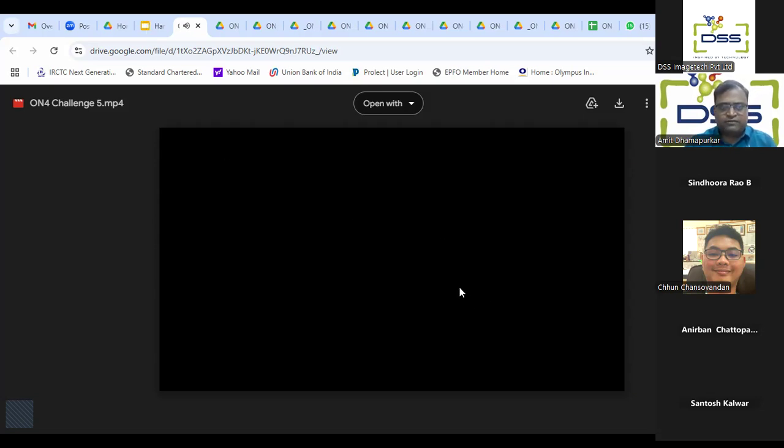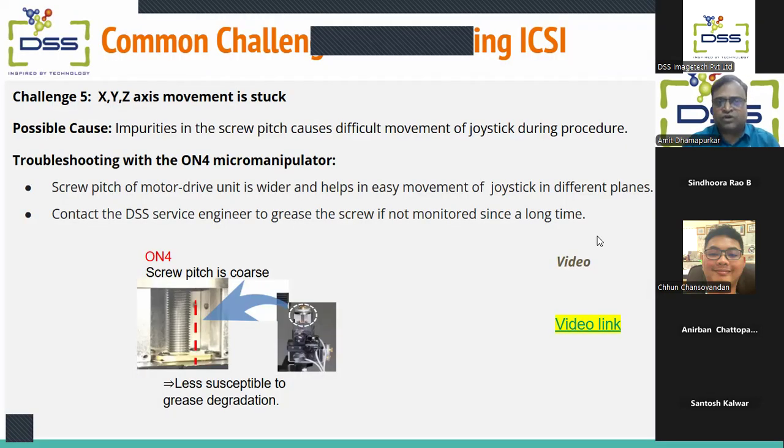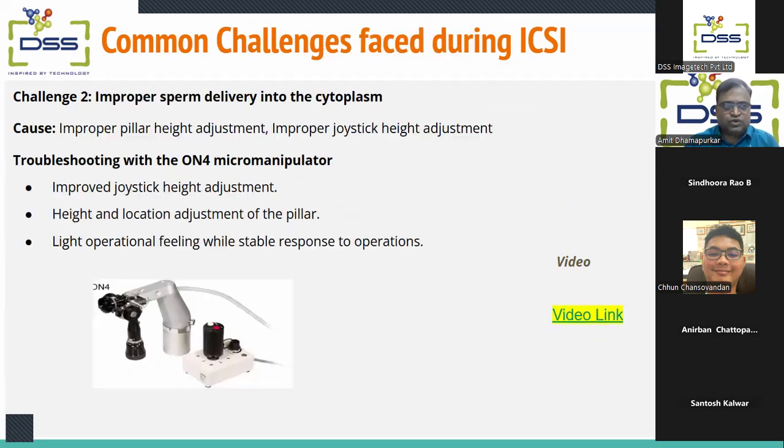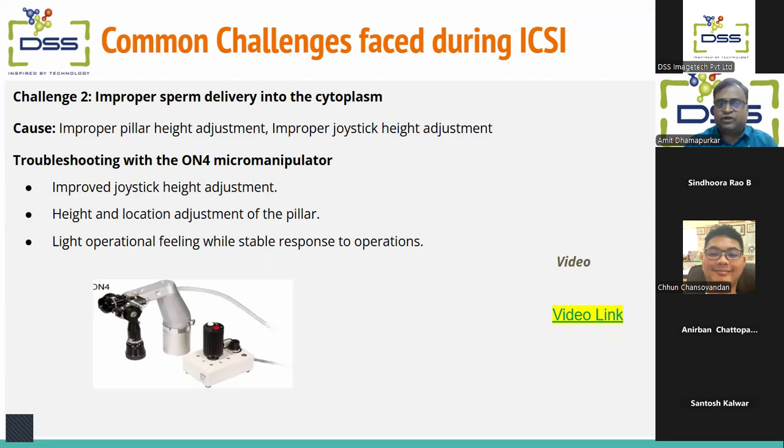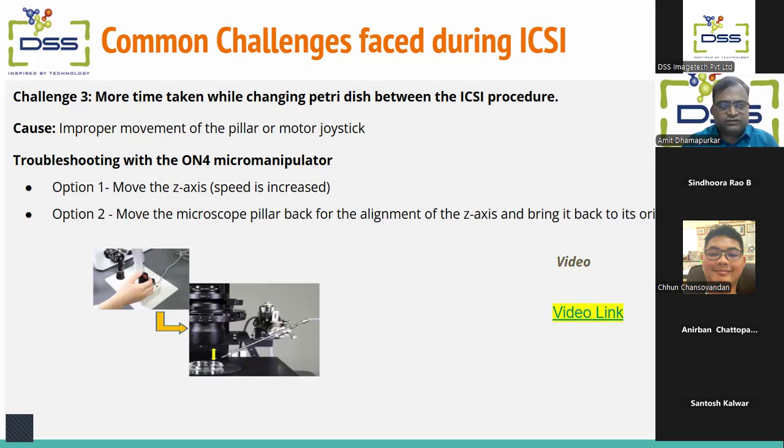So here we have completed the 5 common challenges normally people face during the ICSI procedure. So first is sperm immobilization and selection with the help of UT10. Second is improper sperm delivery into cytoplasm. This is due to the pillar height adjustment and the joystick height adjustment. Third, we saw the changing of the petri plates between the ICSI procedure. This is also crucial.